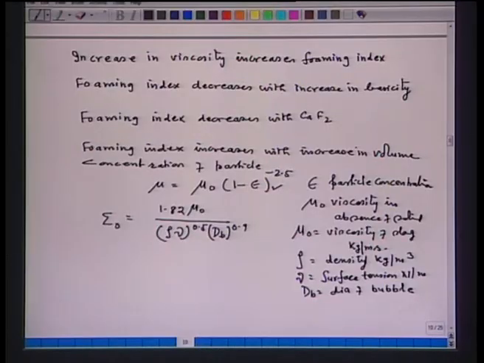Now, if I want to know the foaming index in the presence of solid particles, then what can I do? I can substitute the value of mu 0 from this particular equation, and I get the foaming index in presence of solid particle. If I divide by foaming index in the absence of solid particle, that will simply come out to be (1 minus epsilon) raised to the power minus 2.5. So, effectively what it says is that the foaming index increases with increase in the volume concentration of solid particles.